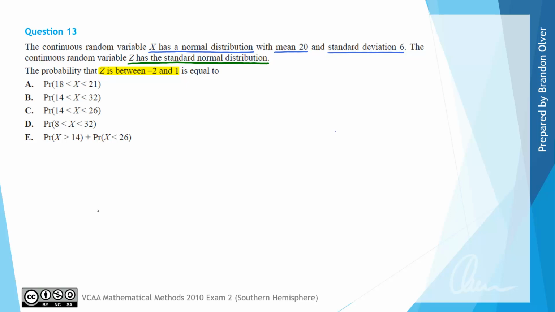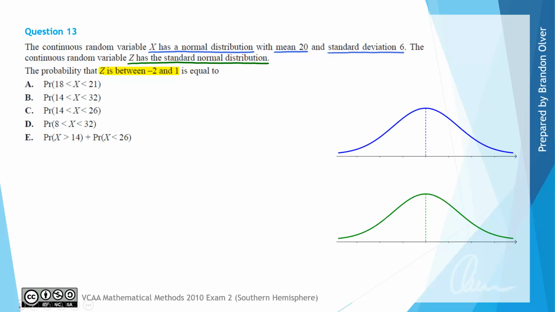As you'll see from the examiner's report in a moment, this was a challenging question on the exam. To answer a problem like this, whenever you have two normal distributions, often labelled x and z, I would recommend drawing two bell-shaped curves directly on top of each other with a similar shape. So here's the two bell-shaped curves that we'll work with.